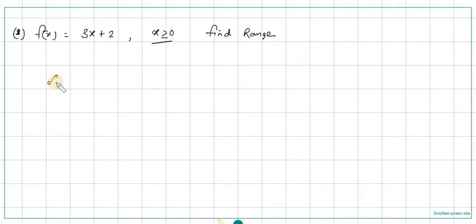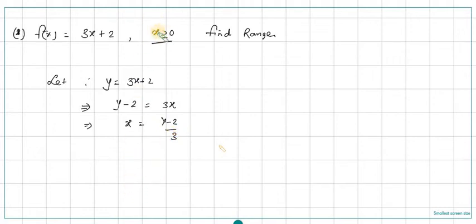So here, first of all, we let y equal 3x plus 2. So it is y is equal to 3x plus 2. For this, we have to express x in terms of y. So we can write y minus 2 is equal to 3x, and so x is equal to (y minus 2) by 3.